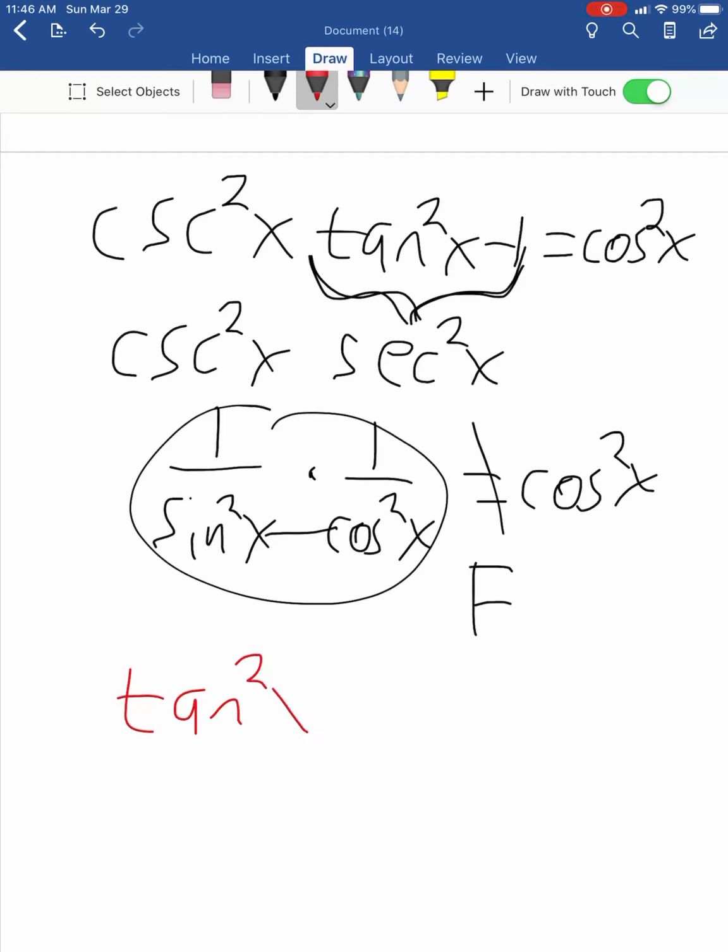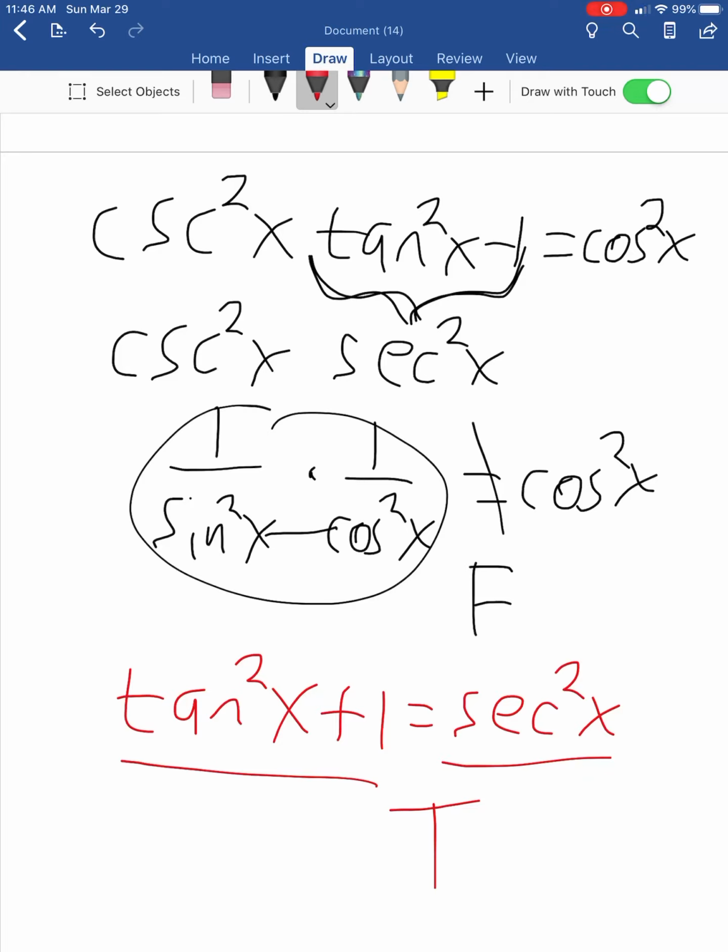Okay, next example. Is this true or false? Is this a true identity? Does this equal this? And the answer is yes, this is true. It's right on the formula sheet. This is copied right off the formula sheet. So that's just a basic identity that you need to know.